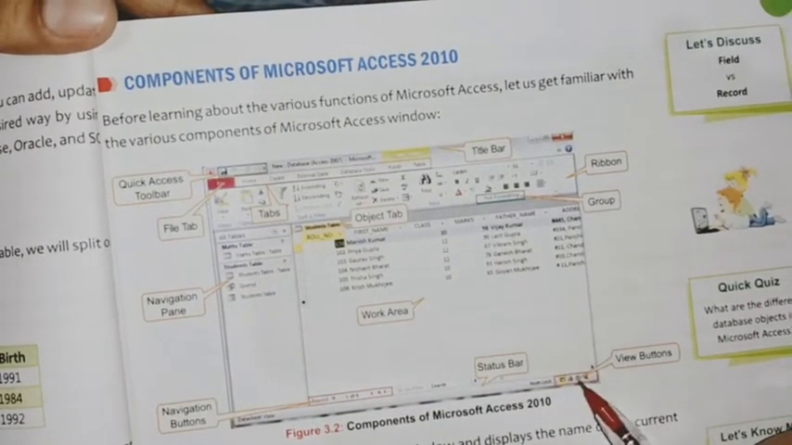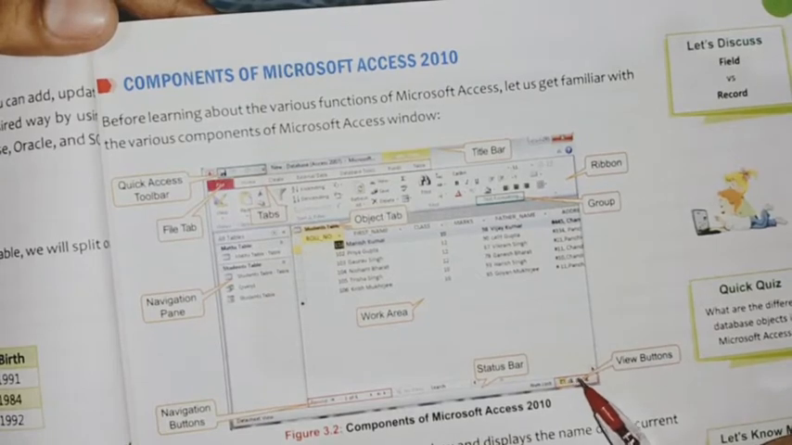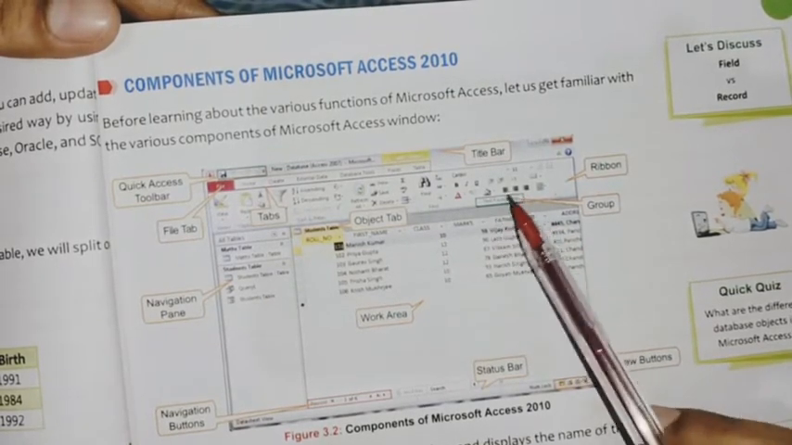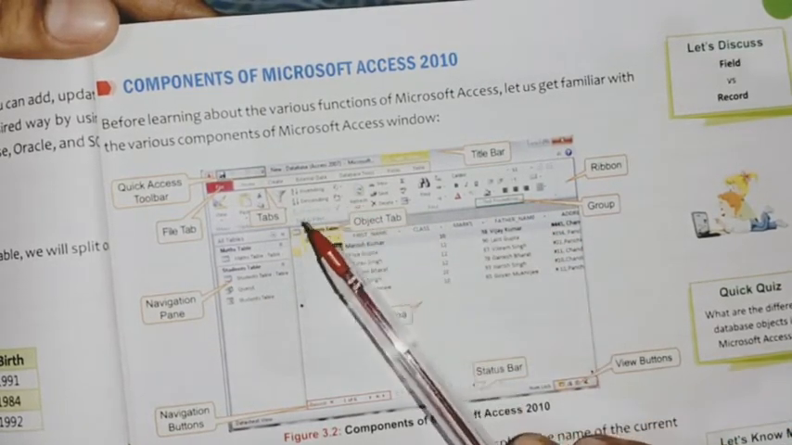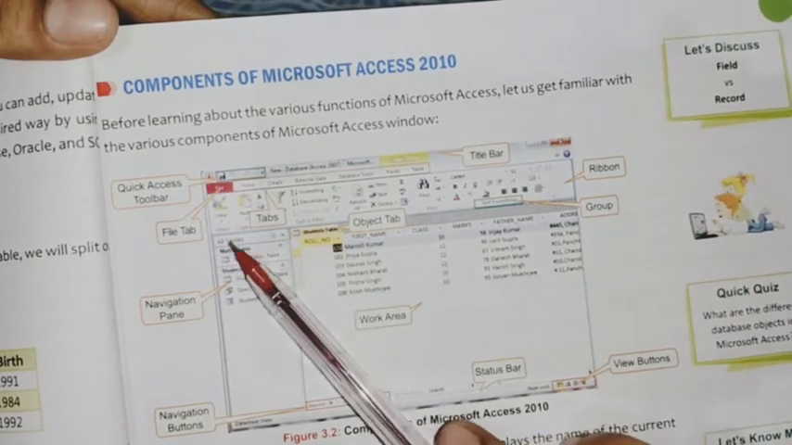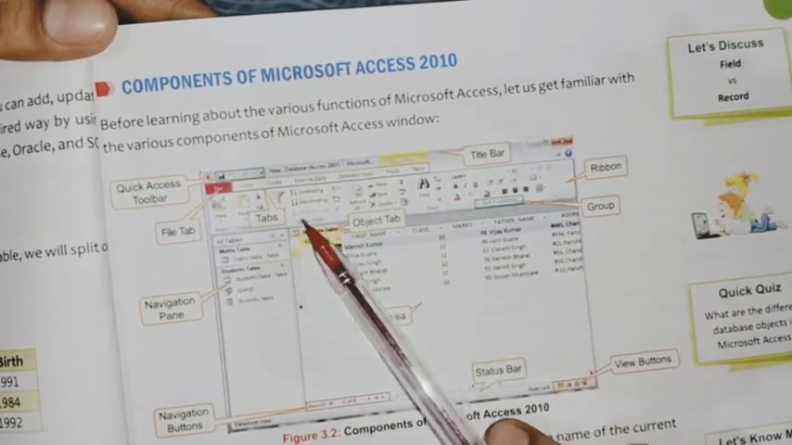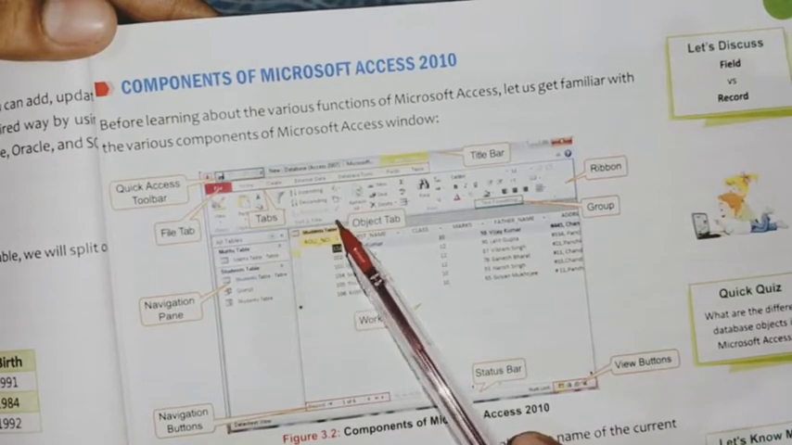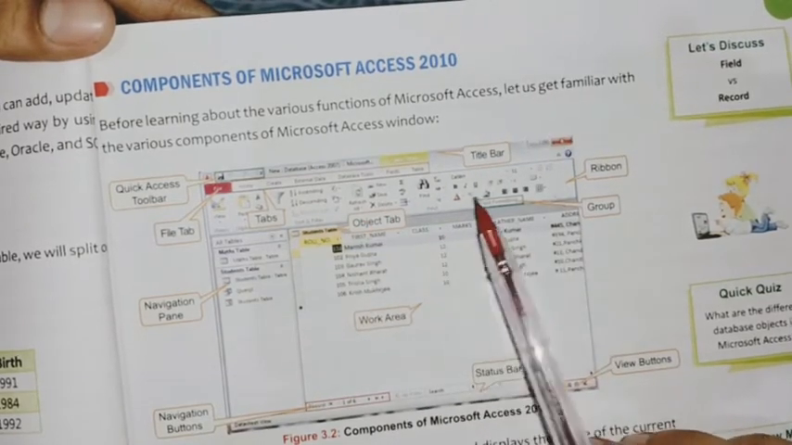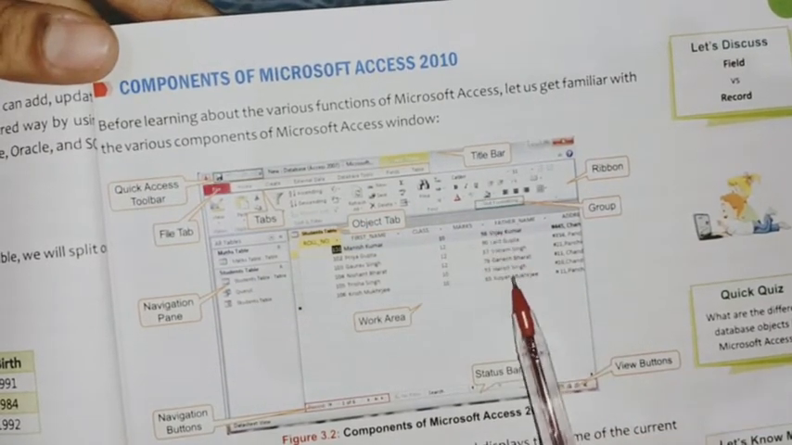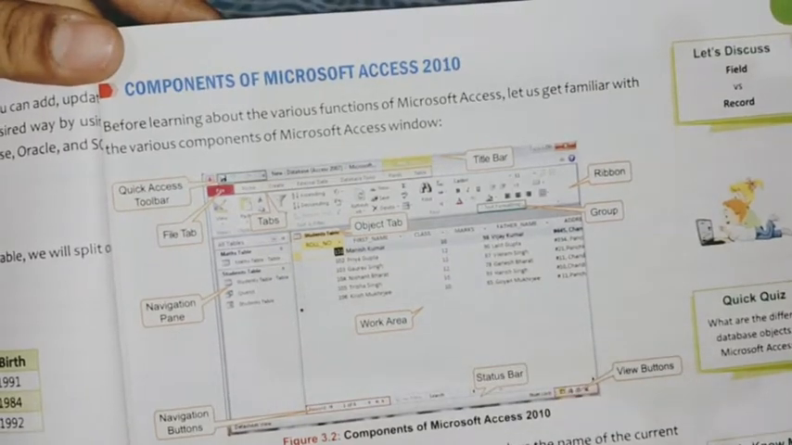And there are the view buttons, you can change the view of your document at any time. And here is a group. Every menu, every tab contains some groups. Like here you can see the view group, clipboard group, sort and filter group, here the find group, the text formatting group. So every tab contains some groups.